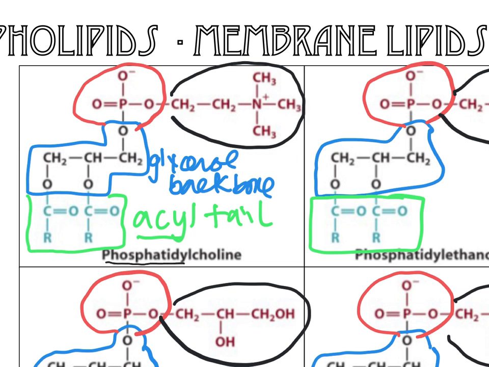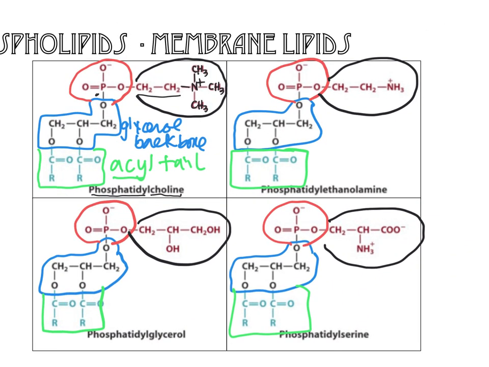phosphatidyl, which just means that there must be a phosphate. It's a phospholipid. And then choline is the nitrogen with three methyl groups coming off of it. That's a choline. And that nitrogen has a positive charge because it has four bonds coming off of it. And in between the nitrogen and the phosphate, there are two CH2 groups. So that's phosphatidylcholine. But that functional group with the nitrogen with the three methyl groups is called a choline.